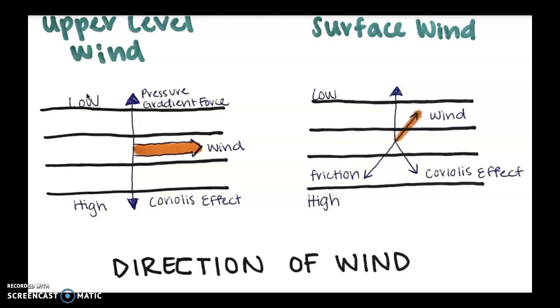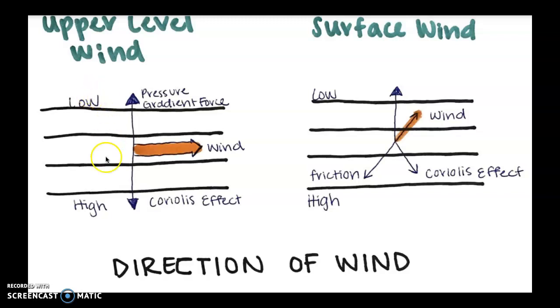When considering the Coriolis effect, we know that wind is deflected to the right in the northern hemisphere and to the left in the southern hemisphere in a low pressure system. Friction is considered when talking about surface wind, but not upper level wind. Friction can also alter the direction of the wind.